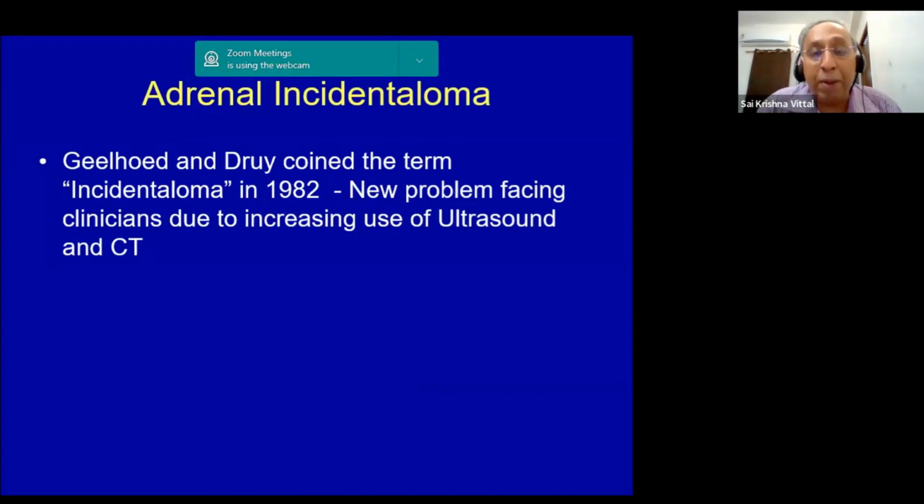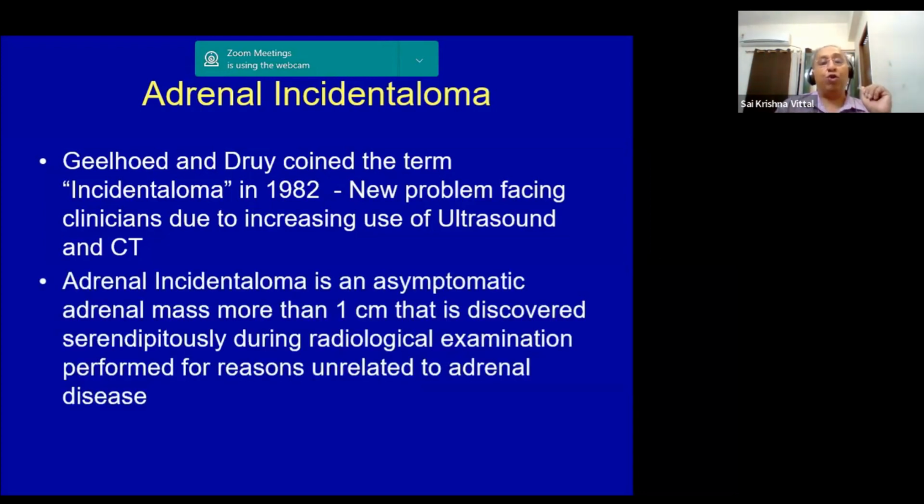To come to the topic proper, it was two endocrine surgeons called Keel and Drui who coined the term incidentaloma in the year 1982. You must understand that during this period, ultrasound was the main imaging tool and CT scan was just coming into vogue and was being used a little more commonly. There was a new problem they faced at that time: when they imaged with ultrasound and CT, they found a lot of these incidental tumors.